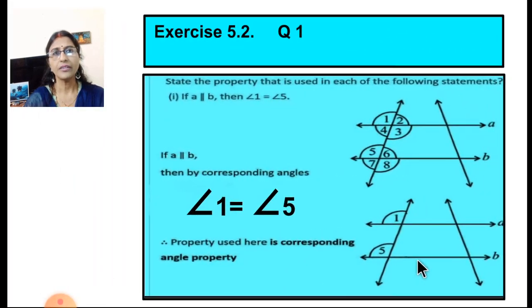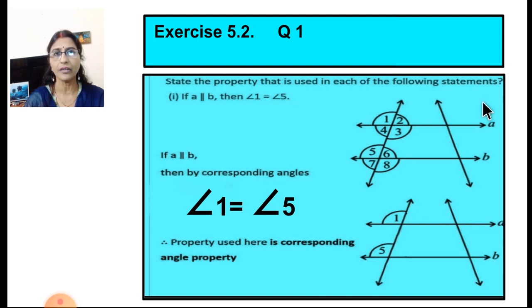Now we will do question number 1 of exercise 5.2. In the last session we have done question number 2. Now we'll do question number 1, which is based on the property which we have learned now. State the property that is used in each of the following statements. So this is the first question. You can see it in your book.